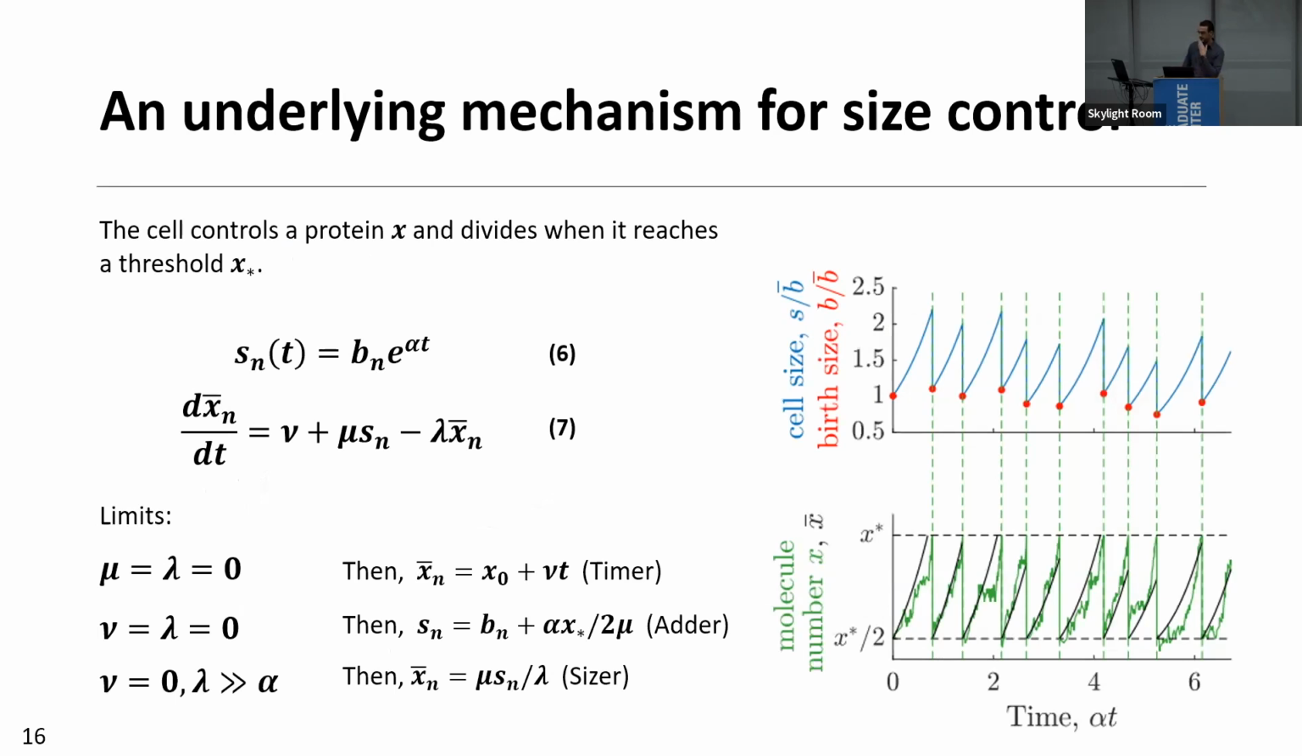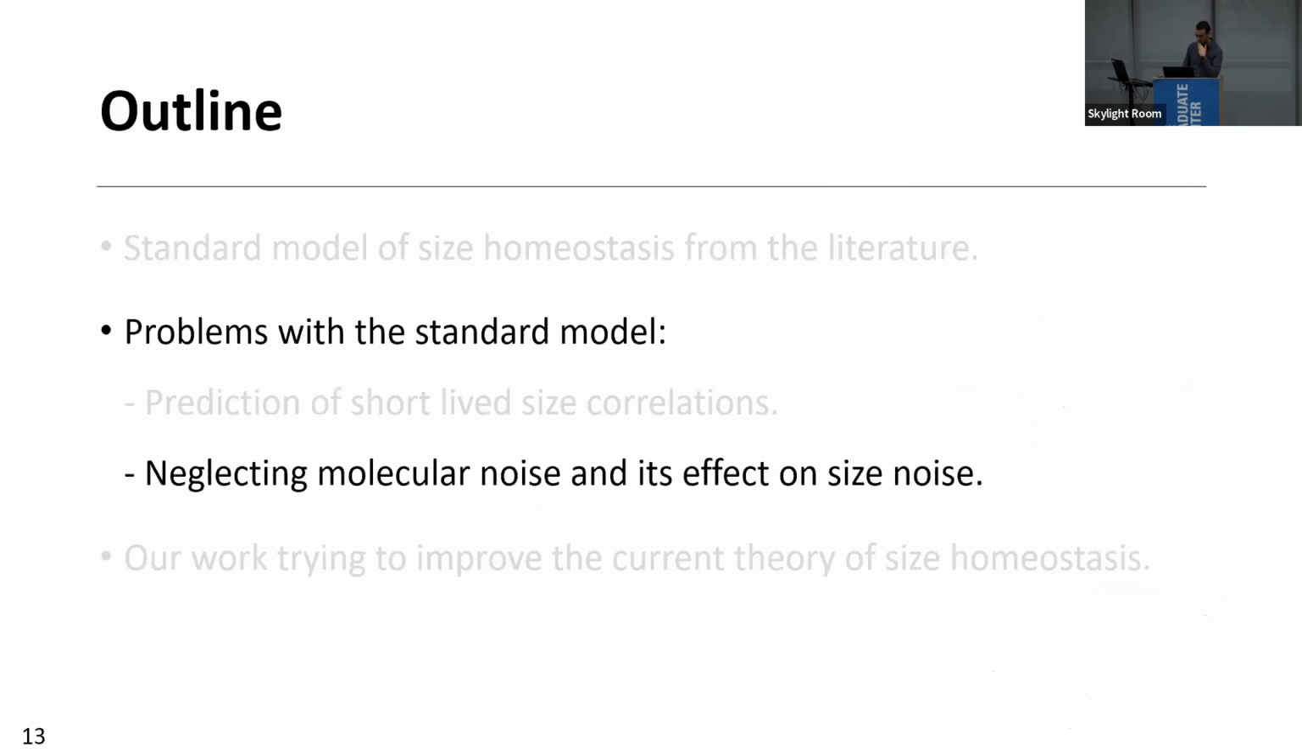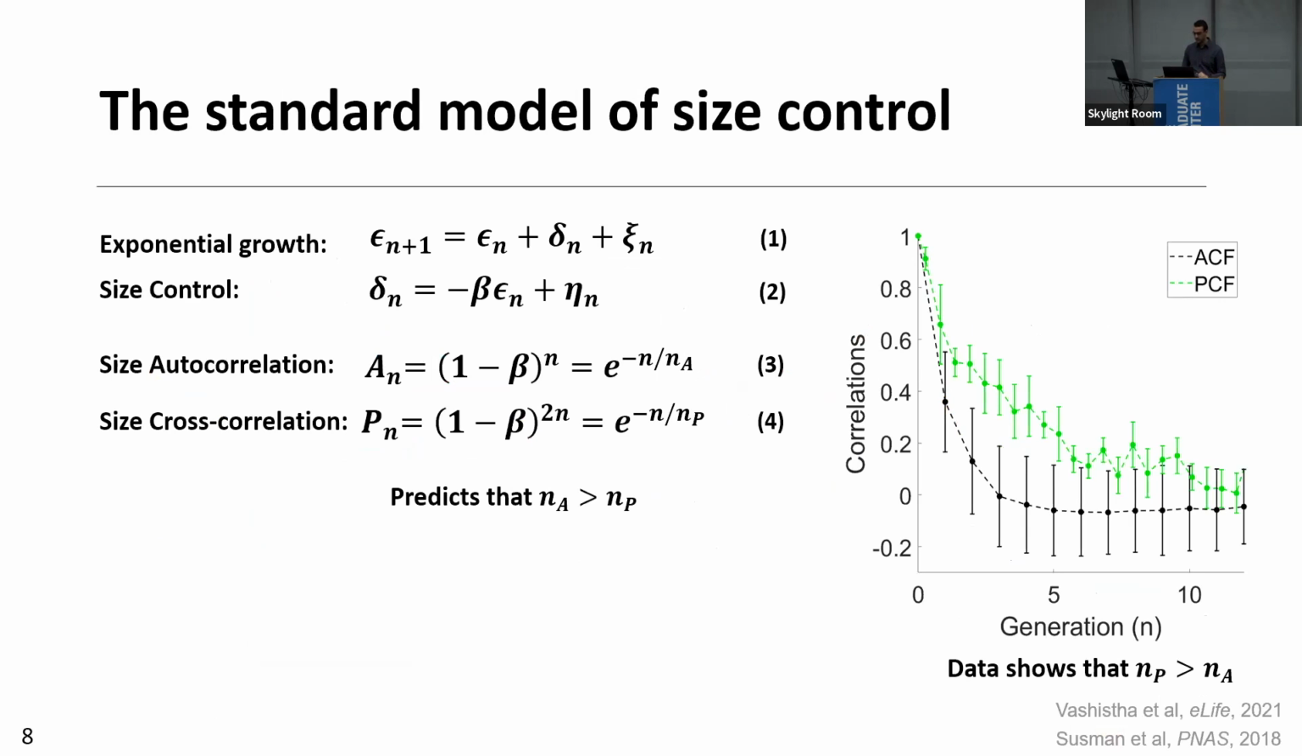And if I remember correctly, sources like the one I'm citing here also looked at correlation in cell cycle time, and they see very similar behavior to the correlation in size.